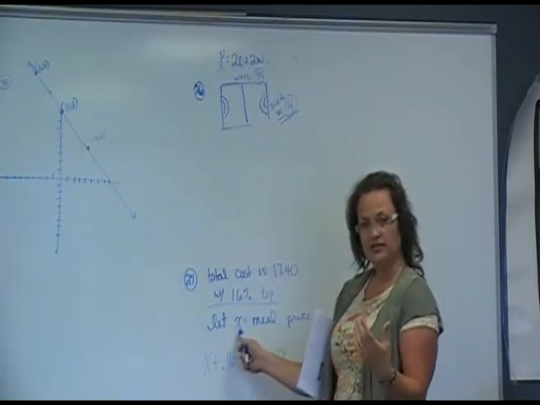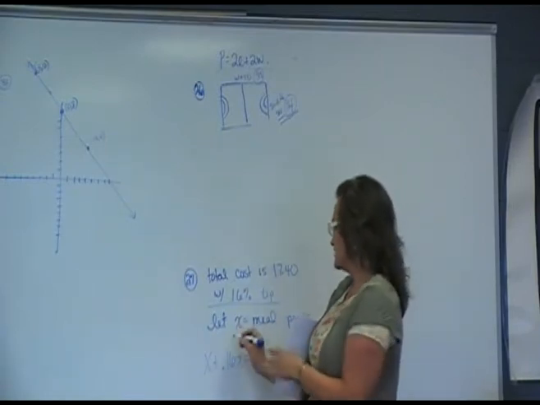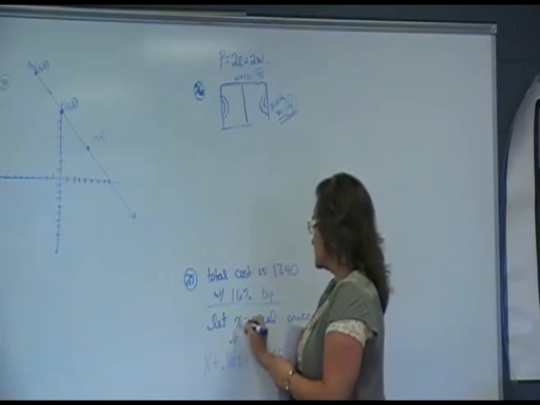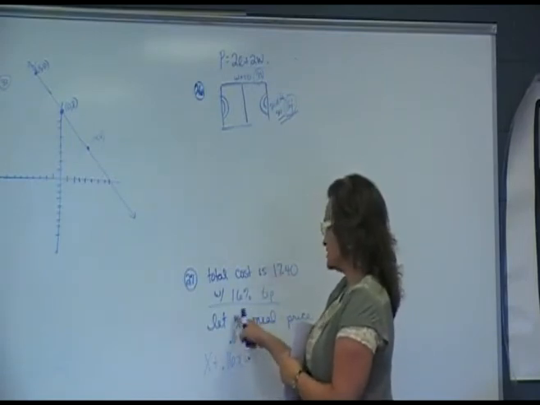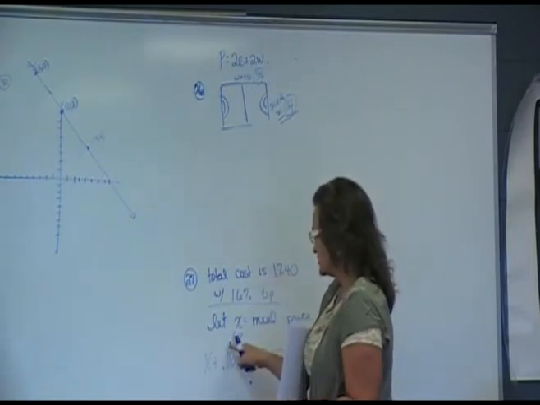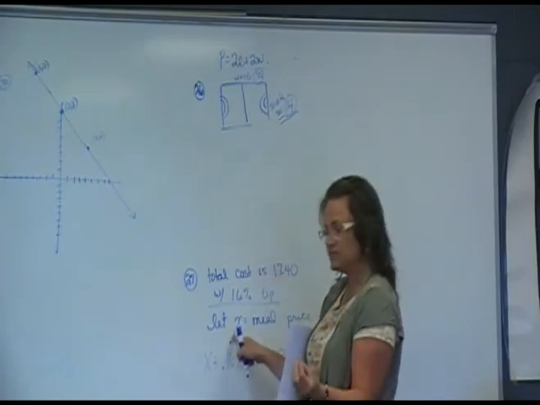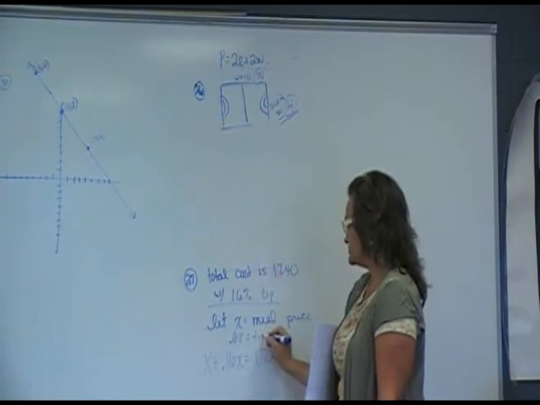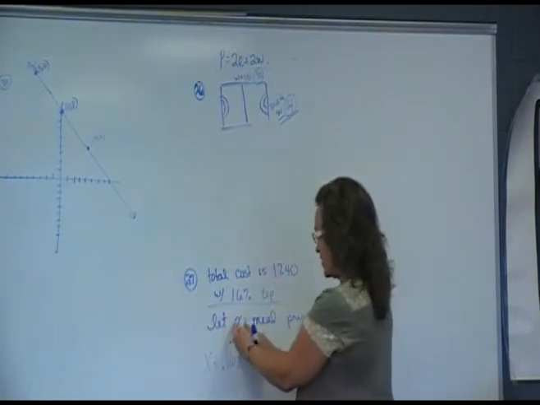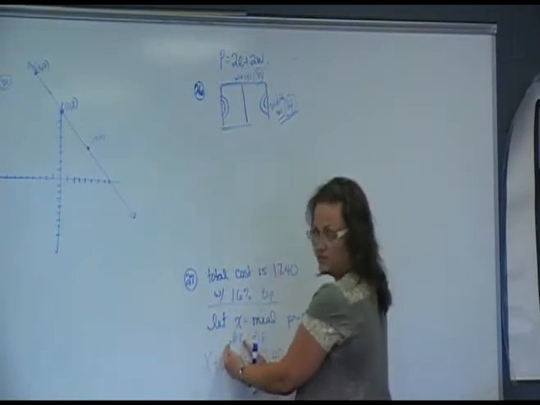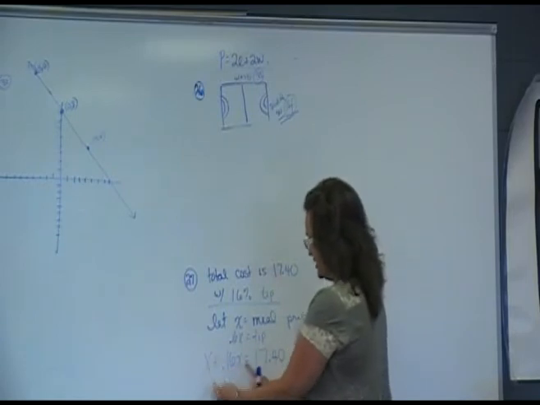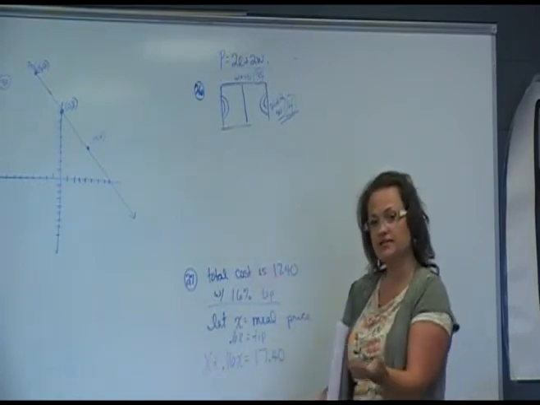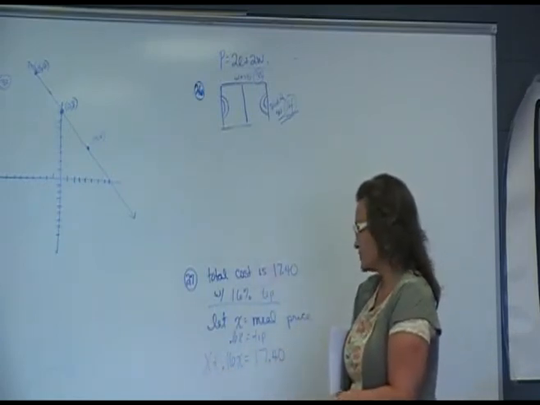So I'll let X equal that. Then I added 16% times that number, whatever the price of the meal was before the tip. So 16% or 0.16 multiplied onto that would be your tip. And now, X, the price of the meal, plus 0.16X, those two values add up to 1740. That's the equation we need to solve.